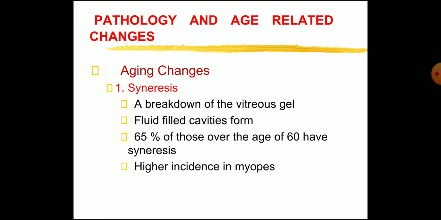Pathology and the age-related changes occurring in the vitreous. Age changes include syneresis, a breakdown of the vitreous gel where fluid-filled cavities form. About 65% of those over the age of 60 have syneresis.